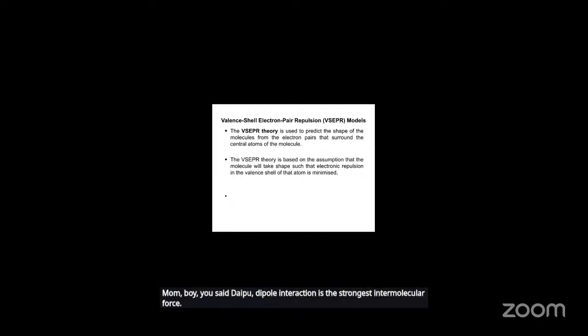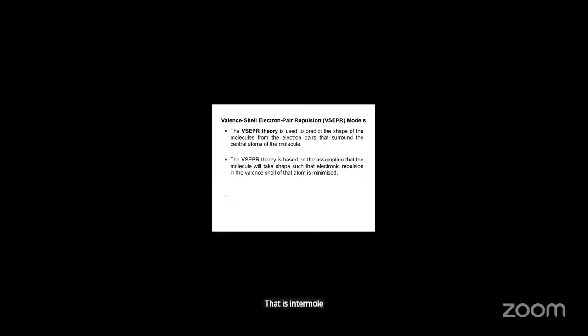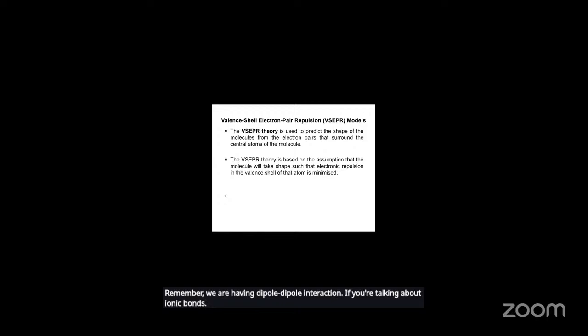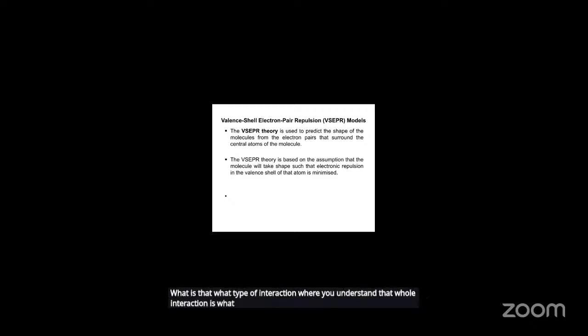But you said dipole-dipole interaction is the strongest intermolecular force. That is an intermolecular force. We are talking about valence forces. Dipole-dipole interaction is a strong intermolecular force. Remember, we have dipole-dipole interaction if you're talking about ionic bond. What is dipole-dipole interaction? It is what you see when a positive center connects to an electronegative center.